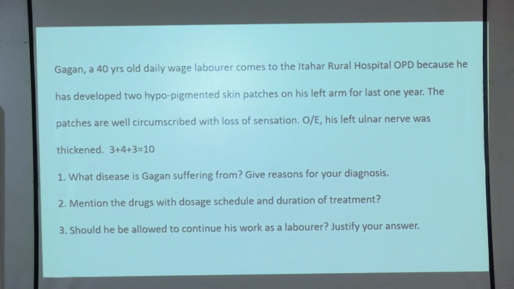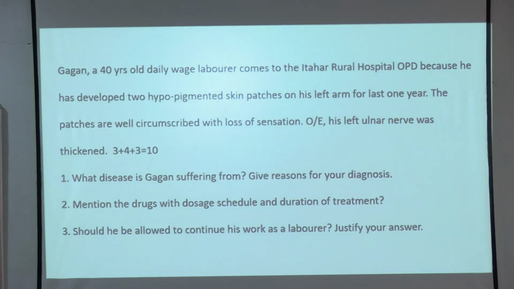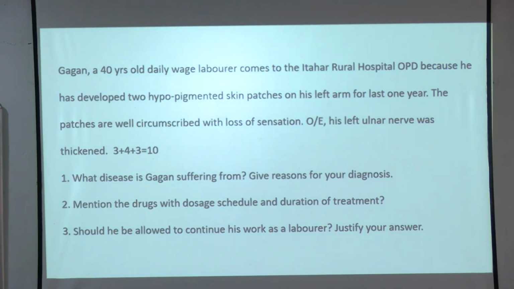Gagan, a 40-year-old daily wage laborer, came to the Itahar Rural Hospital OPD because he has developed 2 hypo-pigmented skin patches on his left arm for the last 1 year. The patches are well circumscribed with loss of sensation. On examination, his left ulnar nerve was thickened. What disease is Gagan suffering from? Give reasons. Again, Pauci-Bacillary or multi-bacillary?